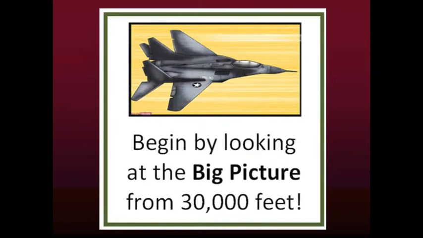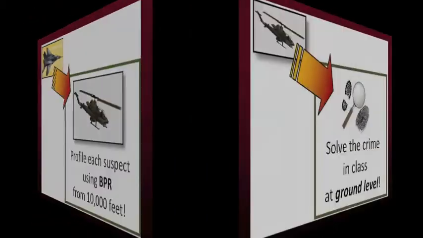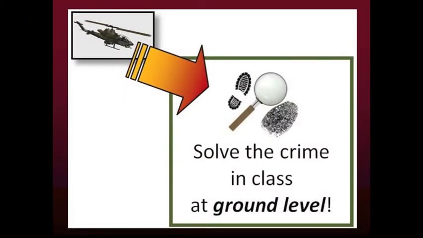As an investigator, you cannot begin solving the crime at ground level, where there is too much information to confuse you. Instead, you approach the crime by looking at the big picture from 30,000 feet. Once you have a big picture view of the crime, you can move into 10,000 feet to profile each suspect using BPR. Finally, with clear profiles for each suspect, you are prepared to solve the crime in class at ground level. This is the CSI method for doing BPR.